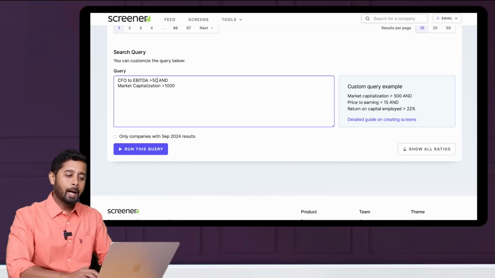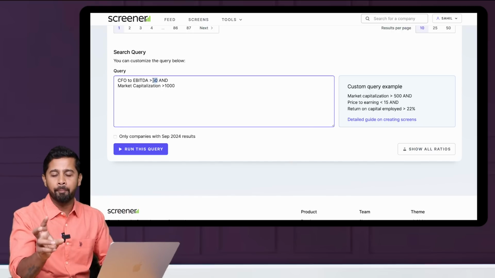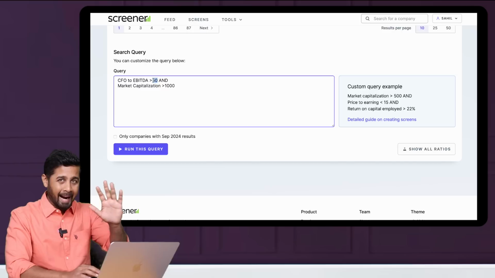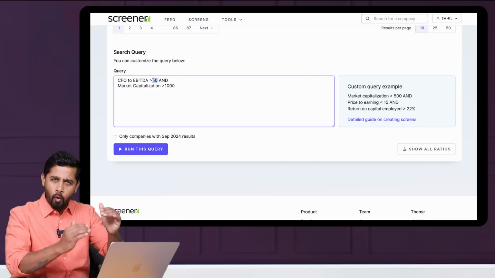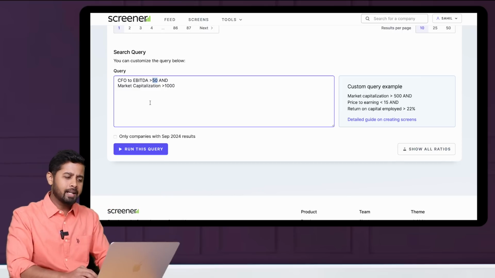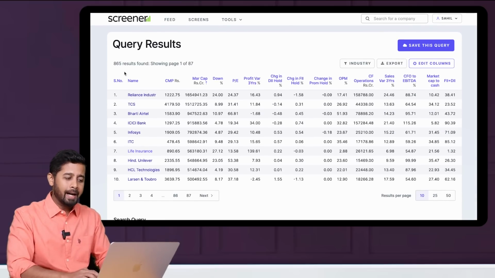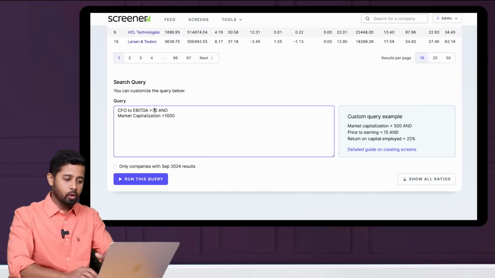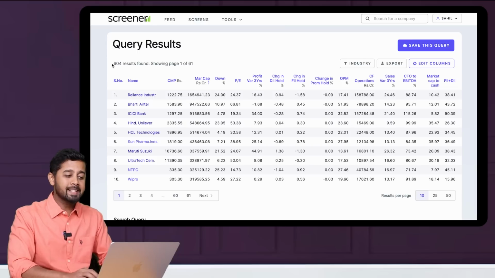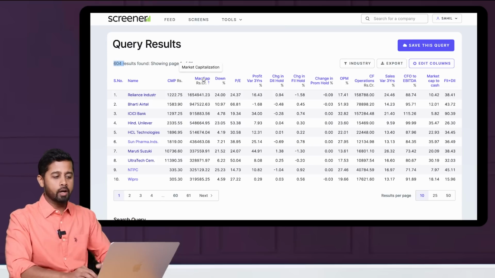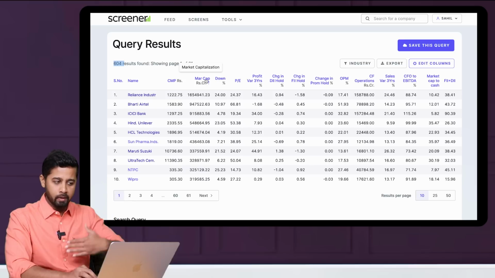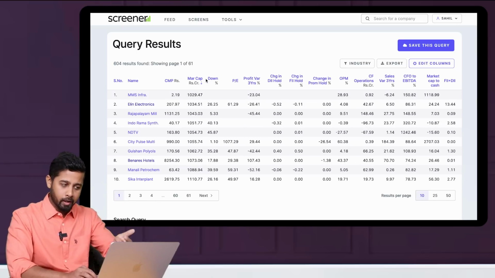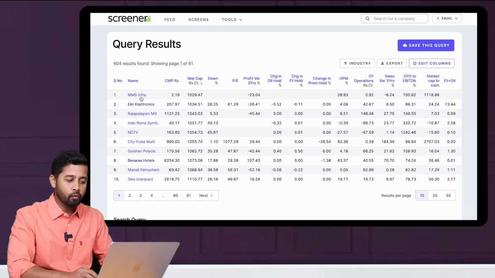So here we have used companies where CFO to EBITDA is more than 50. If you want an ideal company, it should have a CFO to EBITDA more than 70. But if, let's say, you want to be slightly lenient, and you run this query, you have got 865 results. If you put that more than 70, you have got 604 results. If you sort it, you've got companies like Reliance, Bhadviya. So these are in terms of large to mid. If you want to do reverse, you've got names like MMS Infra, Elin Electronics, NDTV.